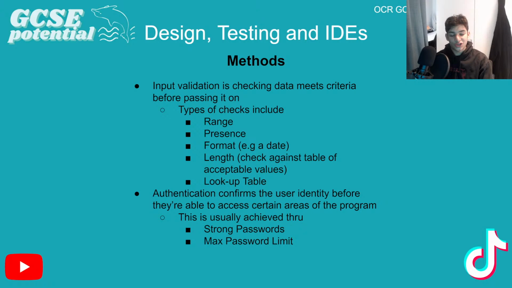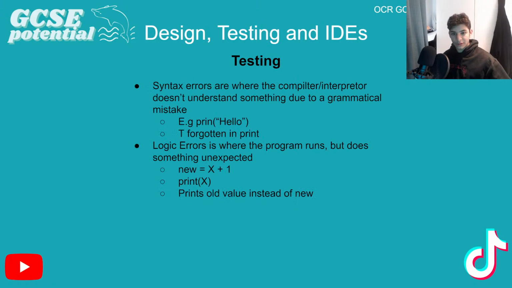Authentication is where the user identity is confirmed before they're able to access certain areas of the program. They usually do this by also having strong passwords and a max password limit. So that basically means if people are using strong passwords and a max password limit, then it's much harder for them to cheat their way through into the program.